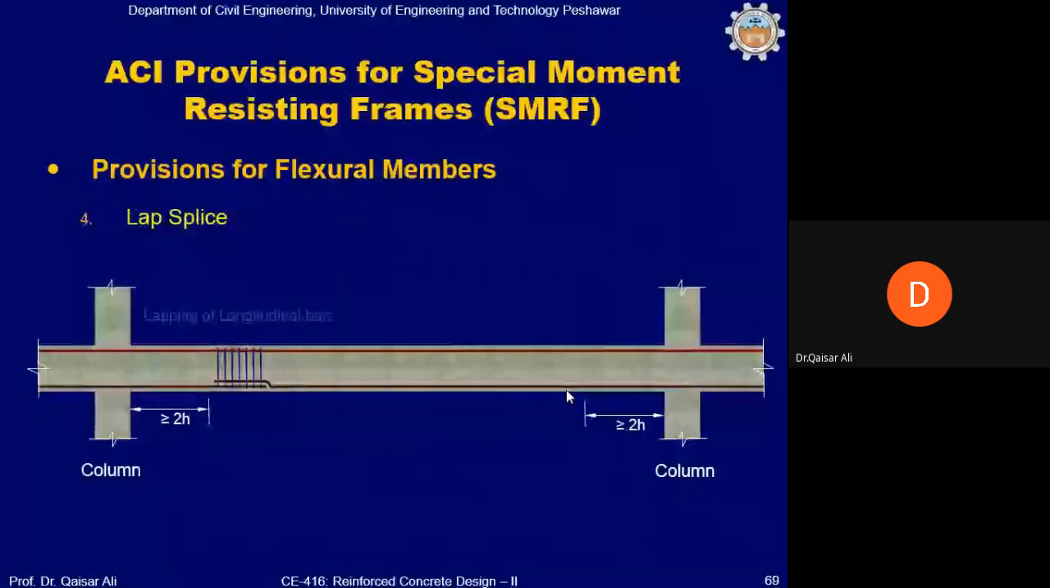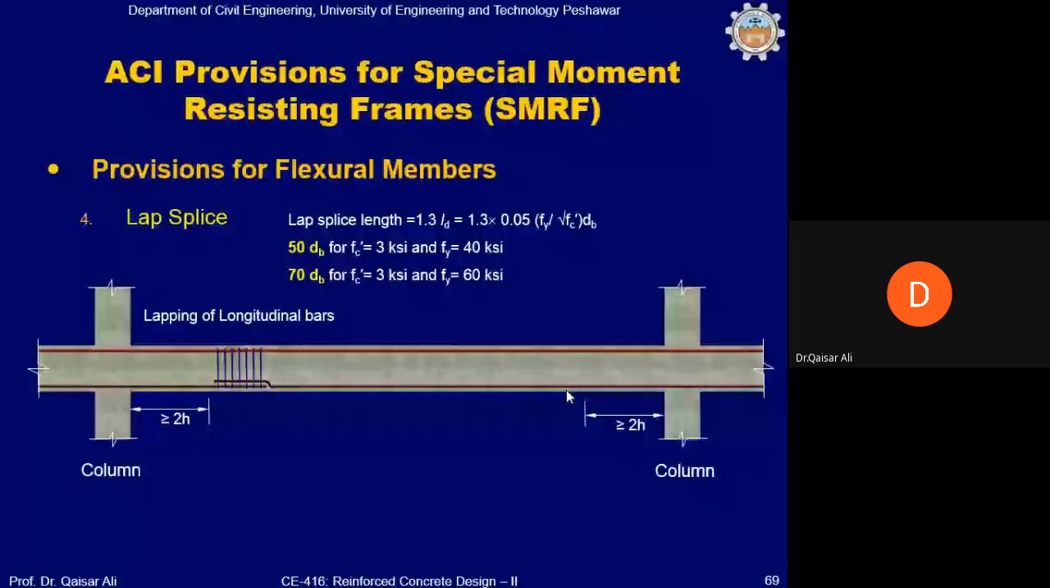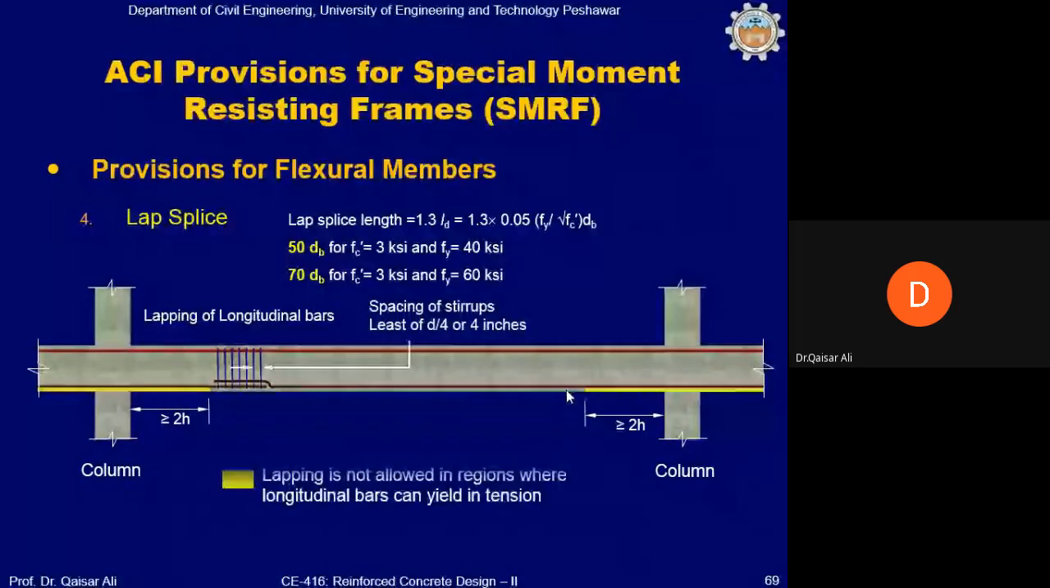Lapping. Lapping of longitudinal bar will be very frequently required in the beam, especially on the positive side of the beam, bottom side of the beam. So on the bottom side of the beam, if lapping is required, lapping shall be avoided in the region of 2H from the face of the column and also in the midspan. Because midspan will have maximum positive bending moment, and within the 2H region, we can also have positive bending moment, which is coming from the seismic analysis.